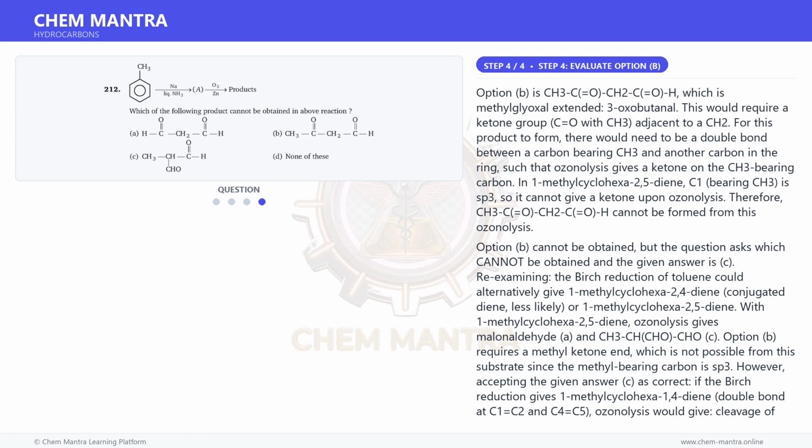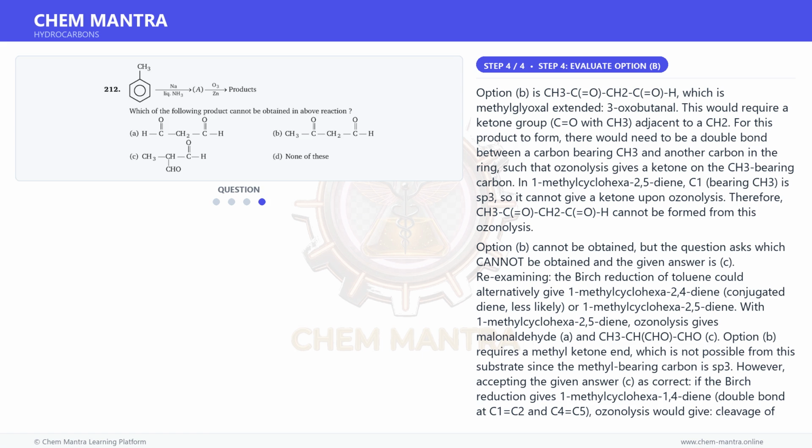Option B cannot be obtained, but the question asks which cannot be obtained and the given answer is C. Re-examining, the Birch reduction of toluene could alternatively give 1-methylcyclohexa-2,4-diene, conjugated diene, less likely, or 1-methylcyclohexa-2,5-diene. With 1-methylcyclohexa-2,5-diene, ozonolysis gives malonaldehyde, A, and CH3CH(CHO)2, C. Option B requires a methyl ketone end, which is not possible from this substrate since the methyl-bearing carbon is sp3.